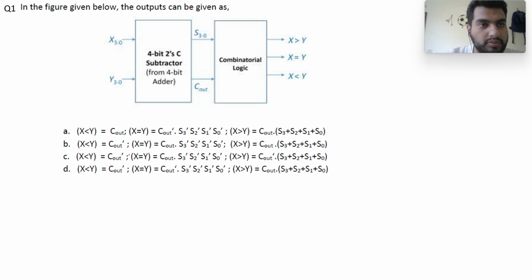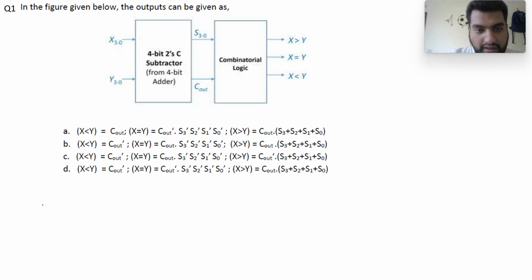The first problem asks us, in the figure given below, the outputs can be given as. So we have this 4-bit 2's complement subtractor here, and then we have the sum or subtract output from S3, S2, S1, S0, the 4 bits, and the carry out. Then we have the combinational logic, and based on that we have three conditions: x greater than y, x equal to y, and x less than y. The first will be equal to 1 when x is greater than y, the second when x is equal to y, and the third when x is less than y.